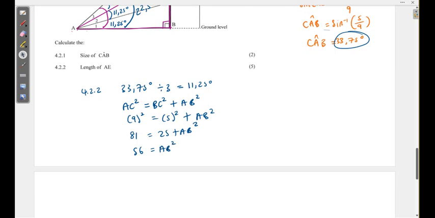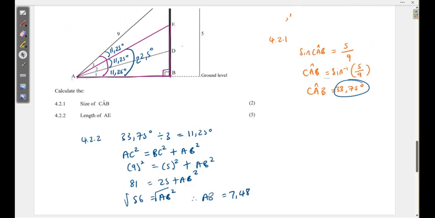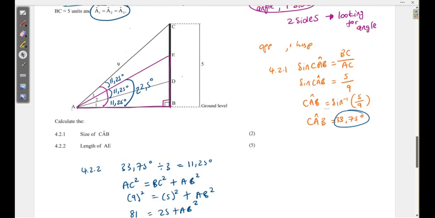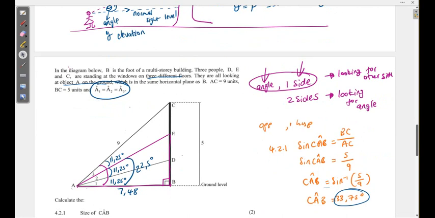Then you square root both sides. Therefore, AB will be equal to the square root of 56, which is 7,48 units. Which means AB is 7,48 units. Now that we have at least a side, now we have an angle and we have a side. Now we can get the other side, which is AE.